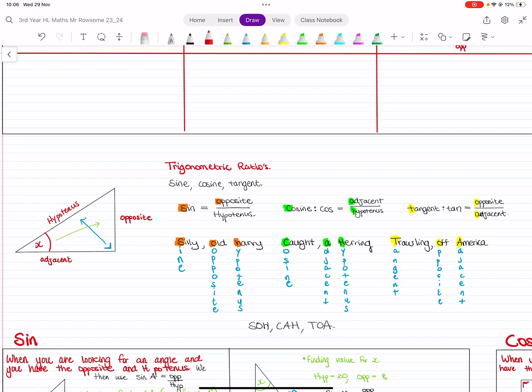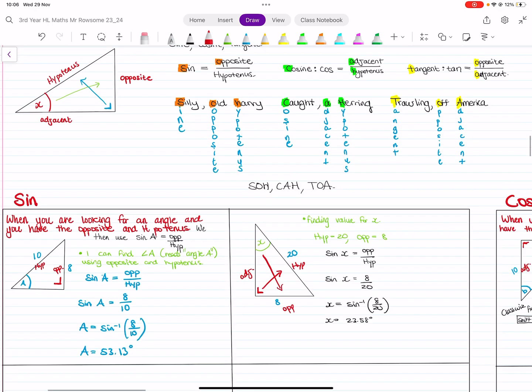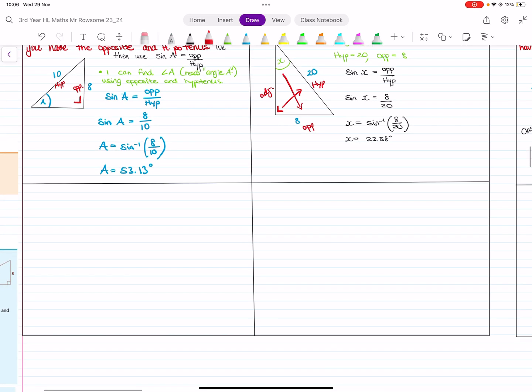Okay, so if a question is like so, I'll draw a diagram for you here. Question like so. Okay, and it asks you to find angle A, and you have the hypotenuse, and you have the opposite side.